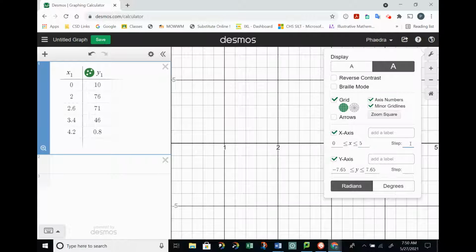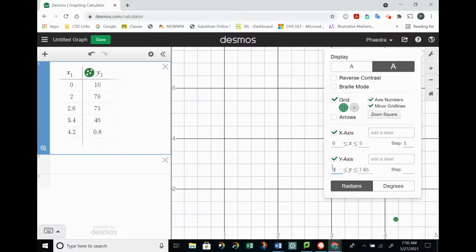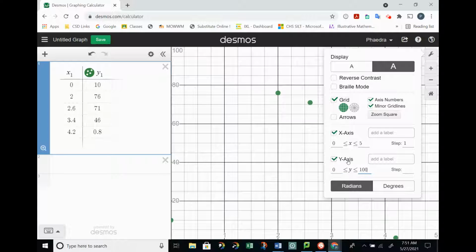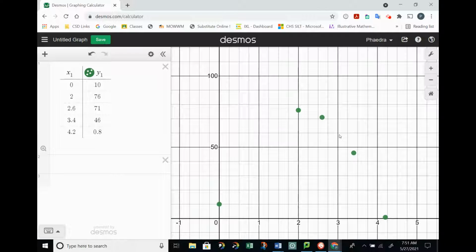Steps means what I'm counting by, so we're just going to count by ones. Then my y values went from 10 to 0.8 and all the way up to 76 as the high. We're talking about the height of a pumpkin being chucked, because this is pumpkin chucking for catapult. So it's going to hit the ground at 0, because that's your height, and let's just say the top is 100. Now when I look at my data, yeah, that could probably be a pumpkin being thrown into the air.